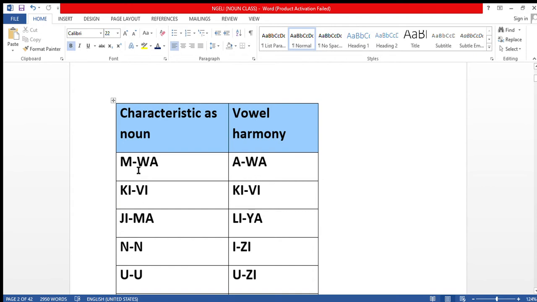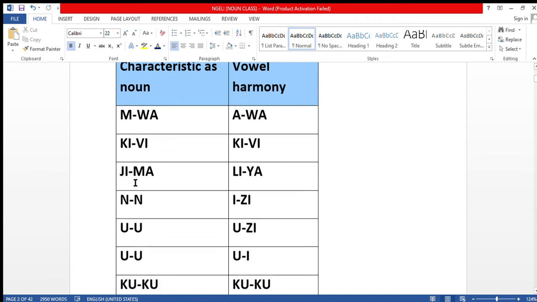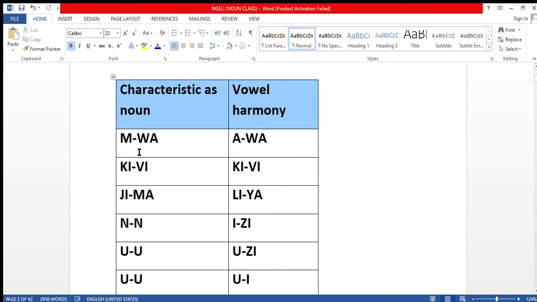This one is generally the prefix, the initial letter in the noun in singular form. If it is M, in plural they start with wa, like mtu, a person, watu, people. Mtoto starts with M, then plural watoto. Then ki here, kiti, viti, like this, okay?